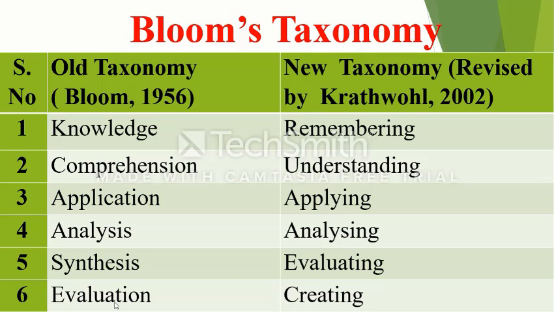In old taxonomy, the first stage at the lowest thinking order is knowledge. Next one, comprehension. At the third number, application. Then analysis, synthesis, and the last and the higher order level, evaluation. In old taxonomy presented by Bloom, the lower level or lower order of the thinking is the knowledge and the higher order, evaluation.